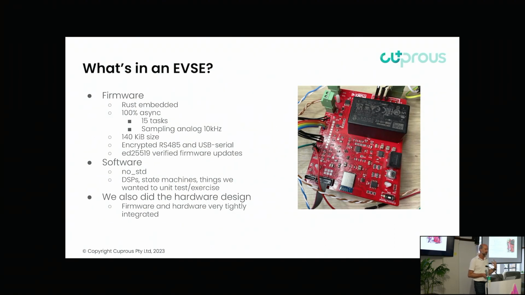Inside, the EVSE comprises firmware and software. As I said, we're Rust all the way. We are, I would say, reasonably heavily involved in the Rust embedded community. We have gone 100% async by using the Embassy project, so we've been contributors to Embassy as well. And it's a really great reason to go async in embedded in particular.